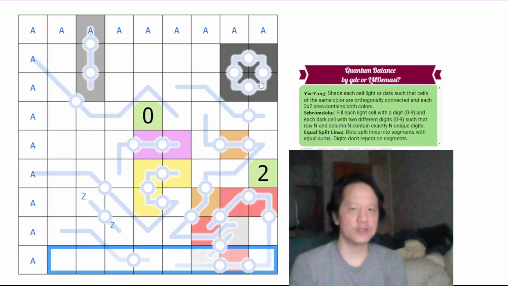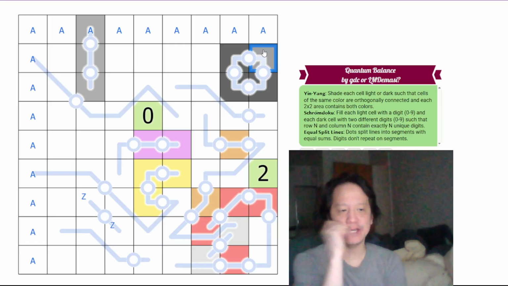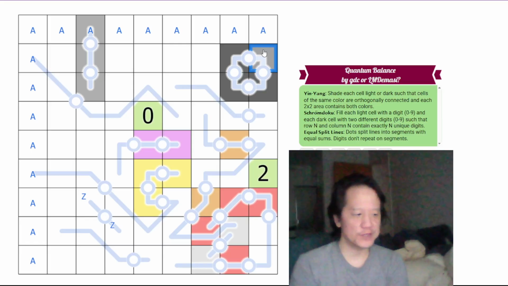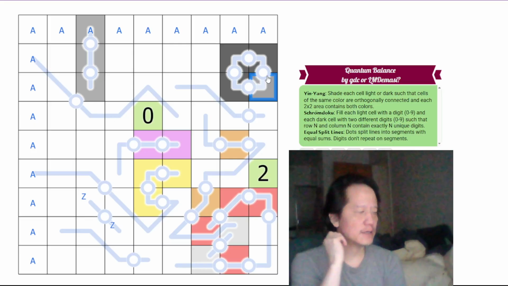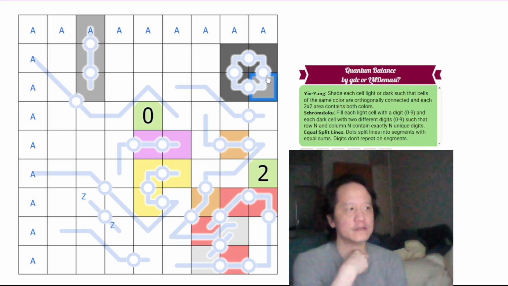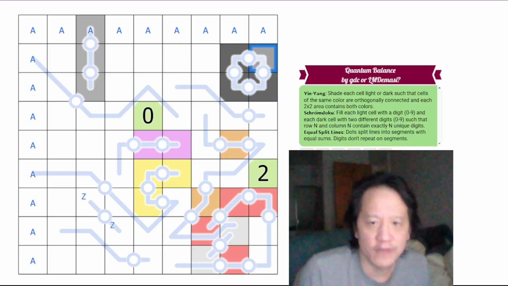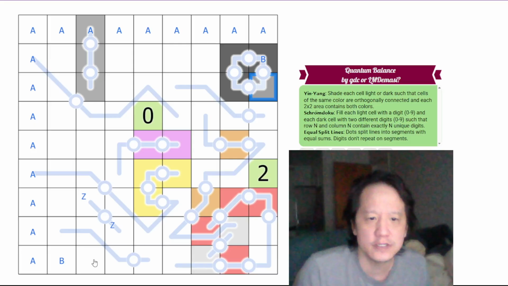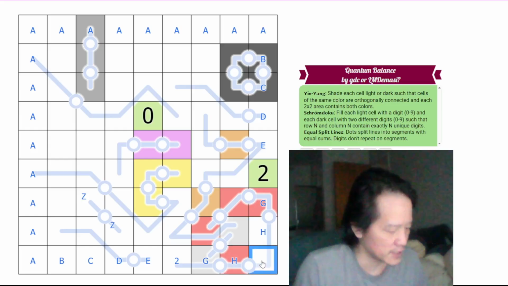So this is either A plus B or it's B by itself. This would have to be C and... that's funky. So we're guaranteed to have a B here, a C in each of these cases, a D in each of these cases, an E here. This is F. So 2 is F. So we're guaranteed a 2 here. We have G here, H here, and this has to be I.